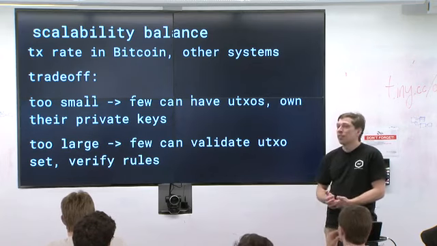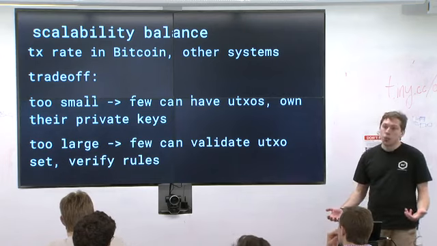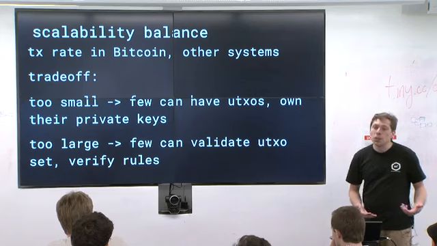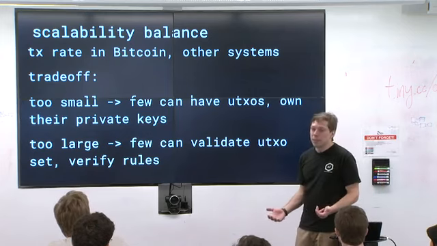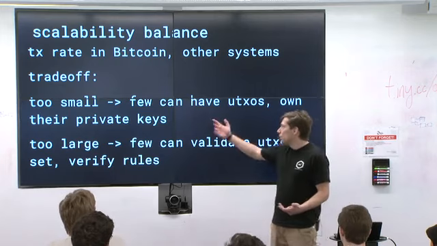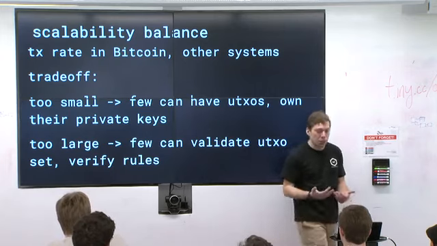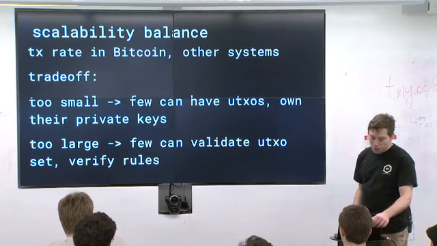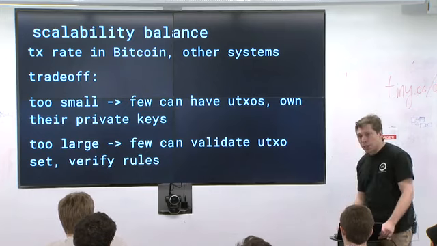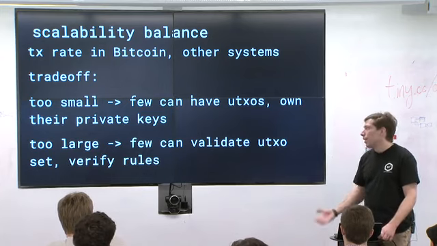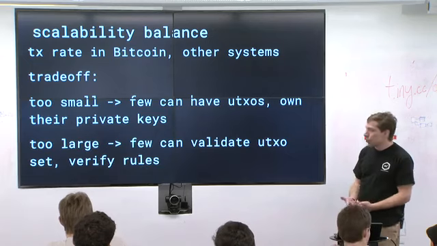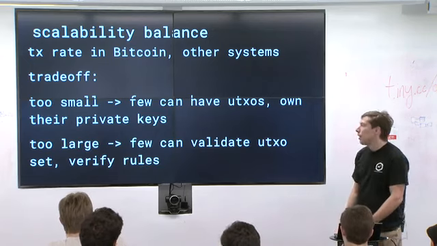One of them is related to your hardware, right? So if you say, okay, we're going to make the block size really small, 10 kilobytes, so you can only have a few transactions every 10 minutes. If it's too small, then very few people can actually use Bitcoin, right? There's just not that many transactions a second. Most people will have something like Coinbase where someone else holds the coins for them. That's no fun. The point is to have your own UTXOs and really be in control of your own money and have your own private keys, right?